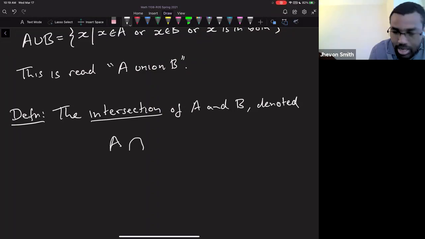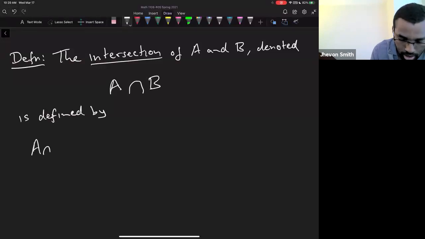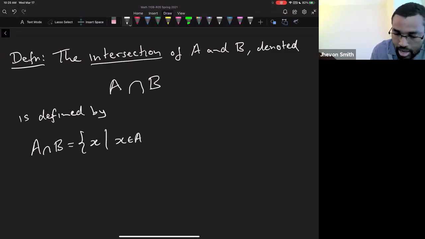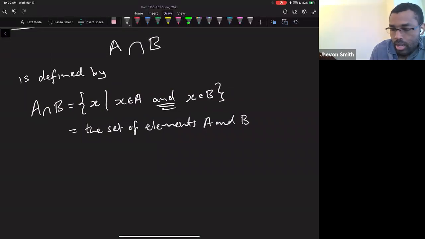It looks like an N, but it's not really an N. It's like that. A union B. A intersect B is defined by A intersect B equals the set of all X such that X is in A and at the same time X is in B, as the set of elements A and B have in common.